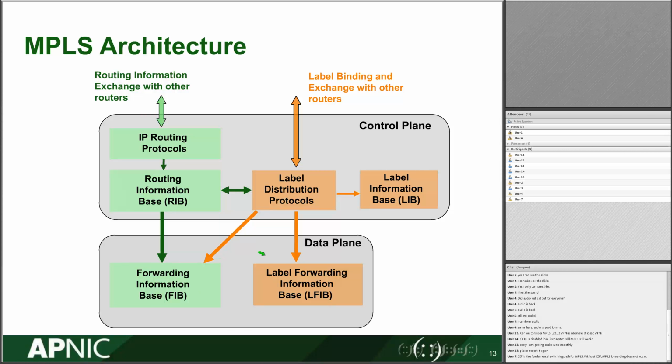You see these two parts, the green color and the orange color, they are not totally separated. They are still connected with each other, because when our label distribution protocols generate the label forwarding information base, they will use the routing information base. So the routing information base is still important.